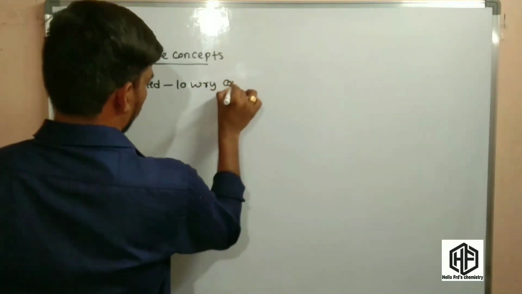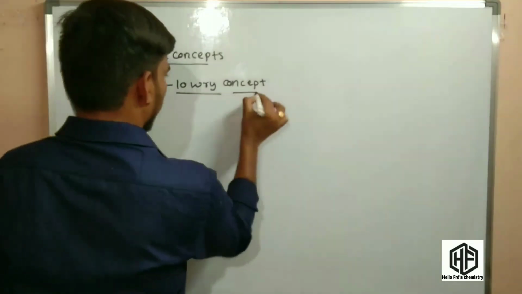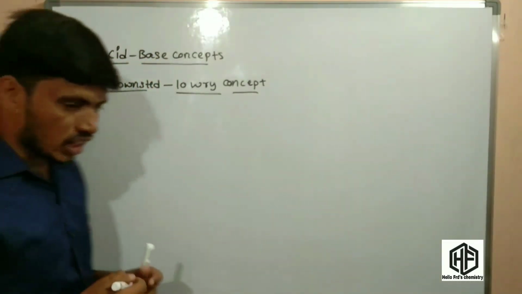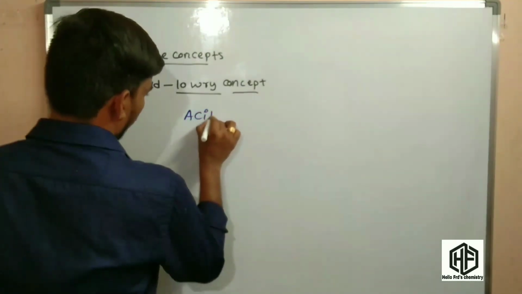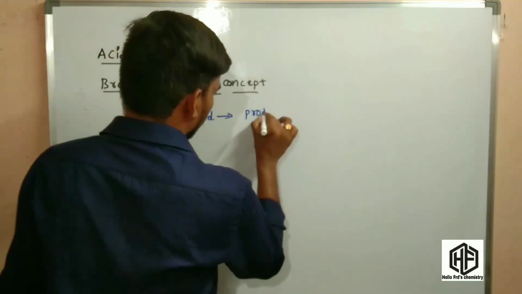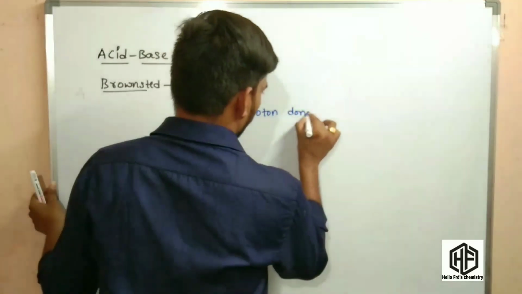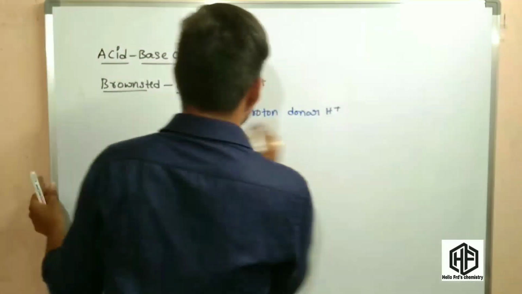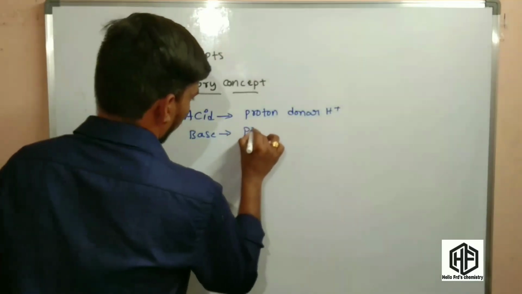Bronsted-Lowry concept. Friends, Bronsted and Lowry say this concept. The concept is about the acid. What is an acid, friends? Acid is the proton donor.